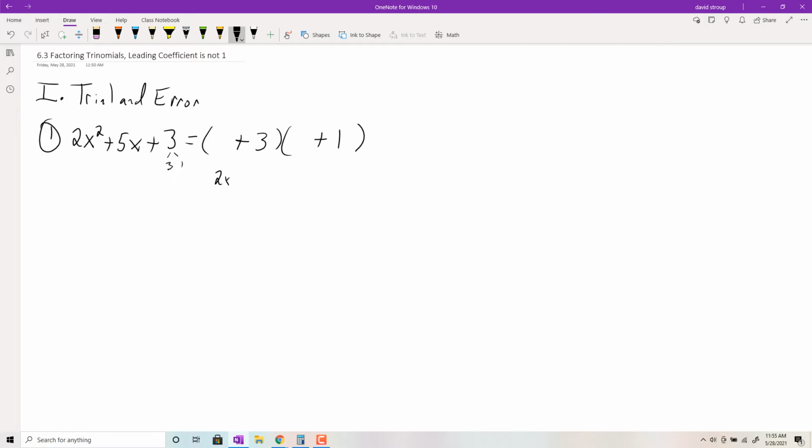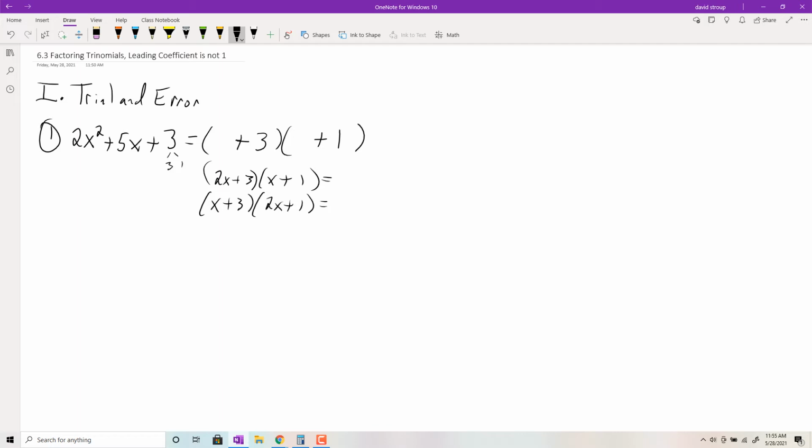Is it going to be 2x plus 3 times x plus 1? Because you have to have 2x times x to give you 2x squared. There's no other way to do that. Or is it going to be x plus 3 times 2x plus 1? And that's the hard part, right? There are 2 possible answers, and you have to figure out which one works. So FOIL it out, see if it works. If you've been FOILing and checking in your head all along to this point, you'll probably be able to do this part in your head, and you won't even have to write it out. But if you've not, you're just going to have to do it the hard way.